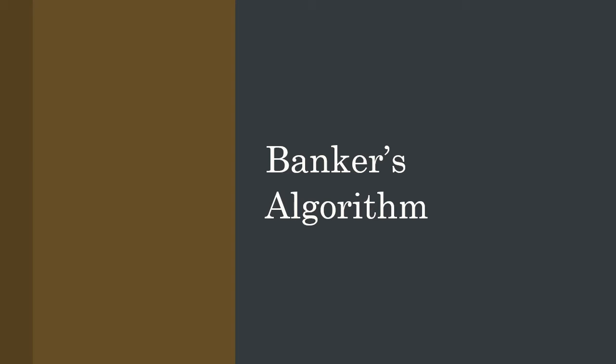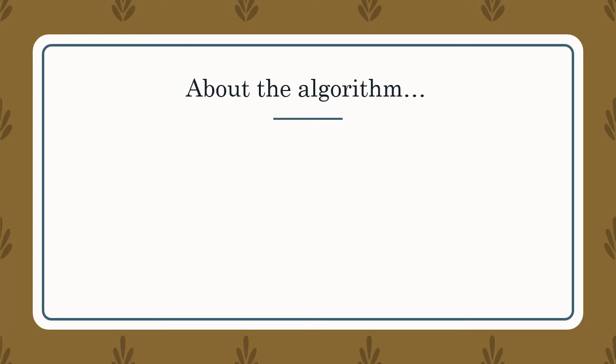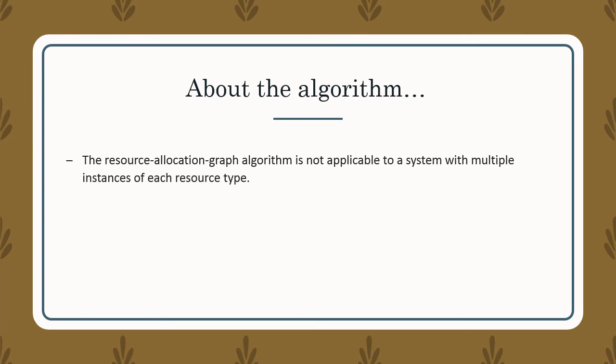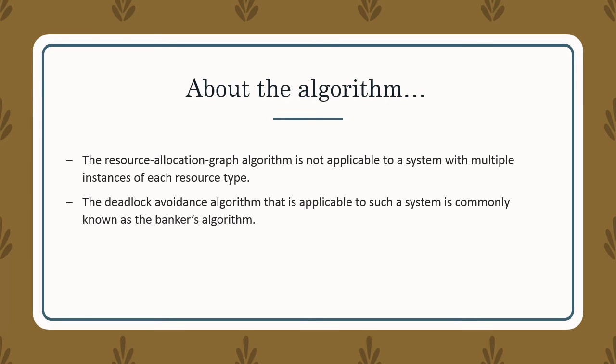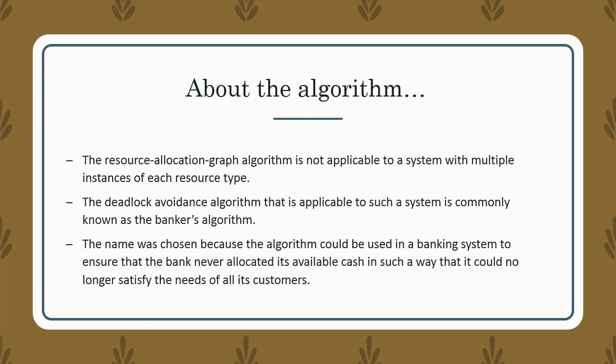We now talk of the second deadlock avoidance algorithm known as the banker's algorithm. About the algorithm. The resource allocation graph algorithm is not applicable to a system with multiple instances of each resource type. The deadlock avoidance algorithm that is applicable to such a system is commonly known as the banker's algorithm. The name was chosen because the algorithm could be used in a banking system to ensure that the bank never allocated its available cash in such a way that it could no longer satisfy the needs of all its customers.